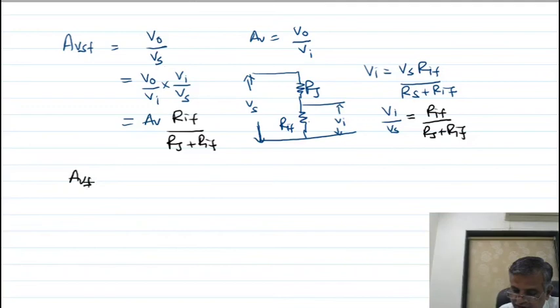The voltage gain of this voltage shunt feedback amplifier, for which we have taken the collector to base bias circuit, is given by this equation.